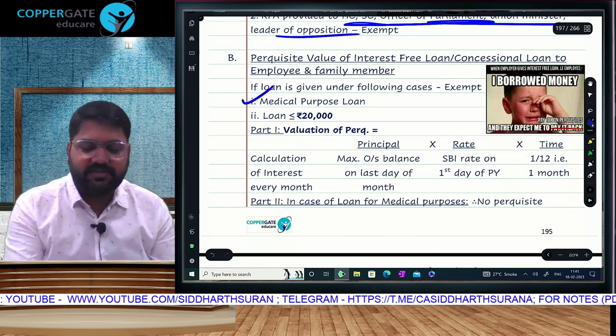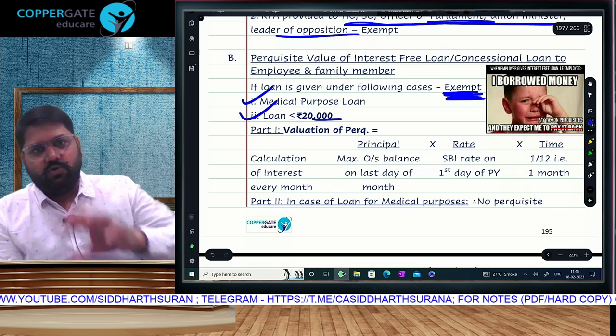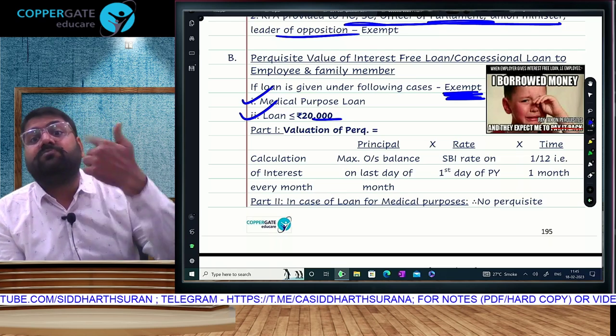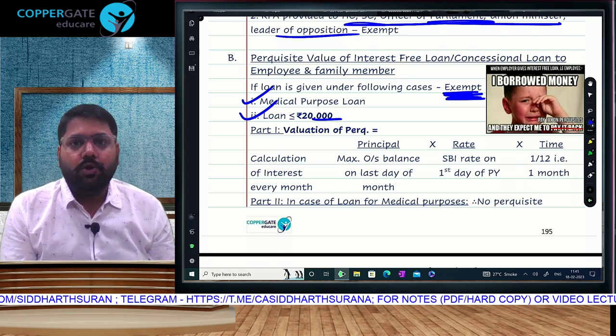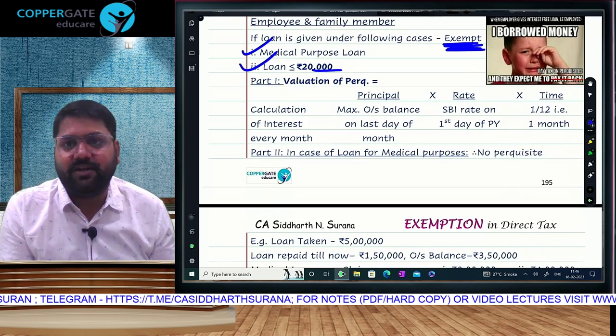if he gives it for medical purpose, then it will be exempt, and if the loan amount is up to 20,000, then it will be exempt. So loan perquisite will be taxable only if it is more than 20,000 and non-medical. Okay, how will you value the perquisite? The interest that you have saved.